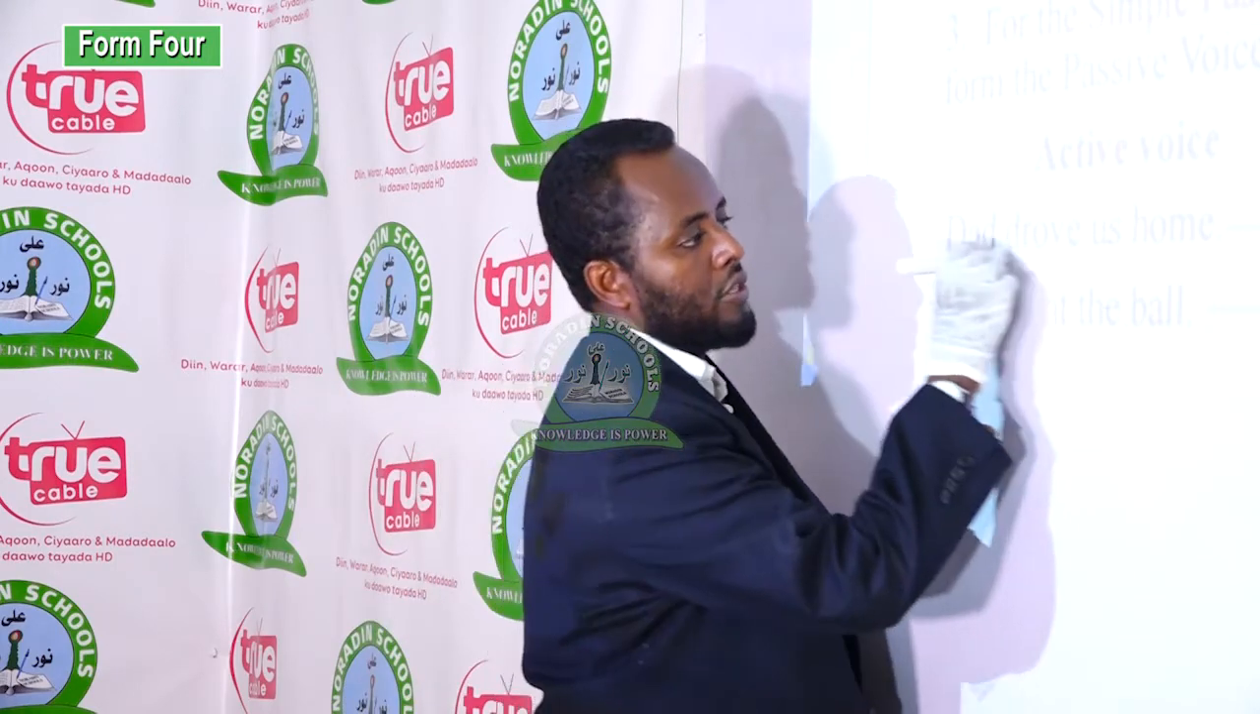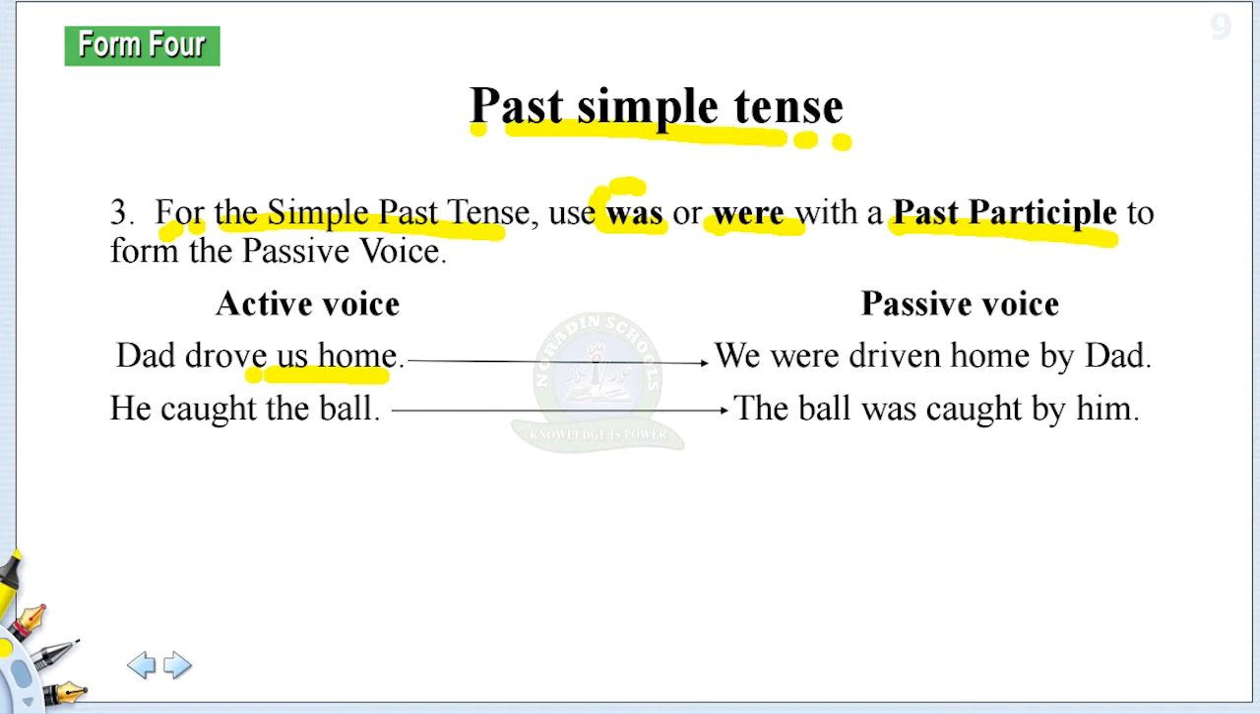What about "He caught the ball"? It becomes "The ball was caught by him." Because the past and past participle are the same: catch, caught. He is the subject, caught is the verb, and the ball is the object. So how are you going to change it? The ball was caught by him. So this is an active sentence, and this is a passive sentence.